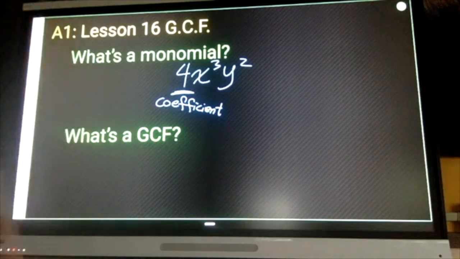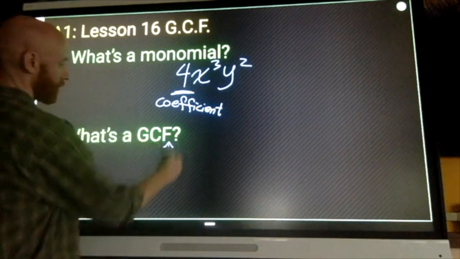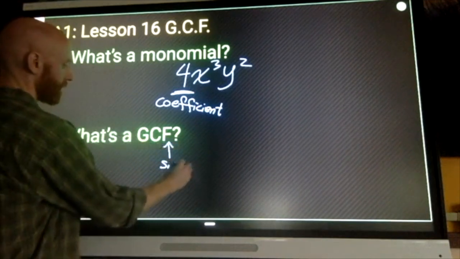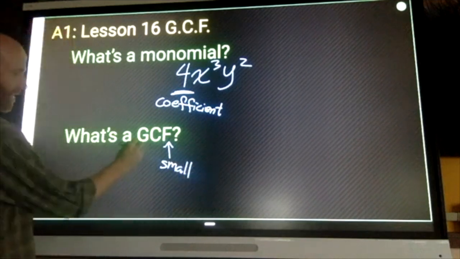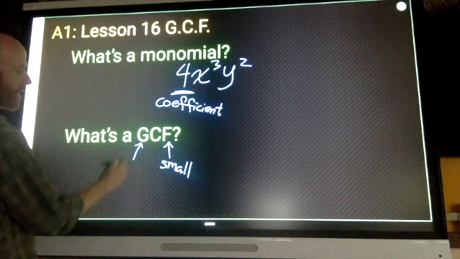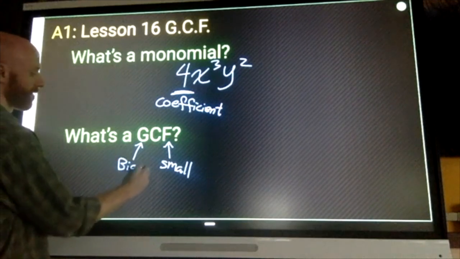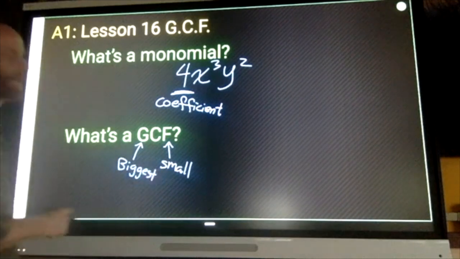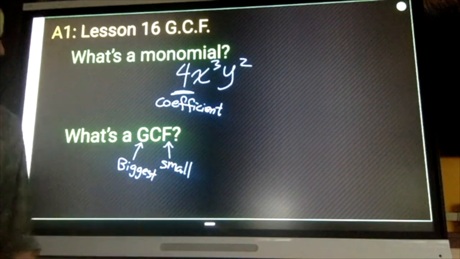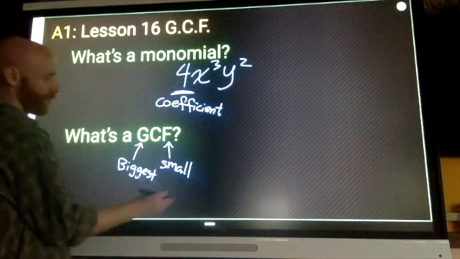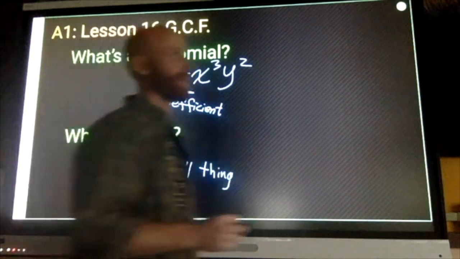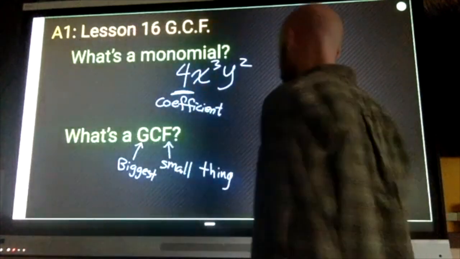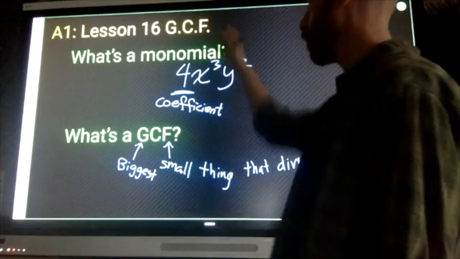What is GCF, greatest common factor? Factors are usually small things, okay? So we're saying the biggest in a set of small things, all right? The biggest small thing that divides into two or more numbers, all right?